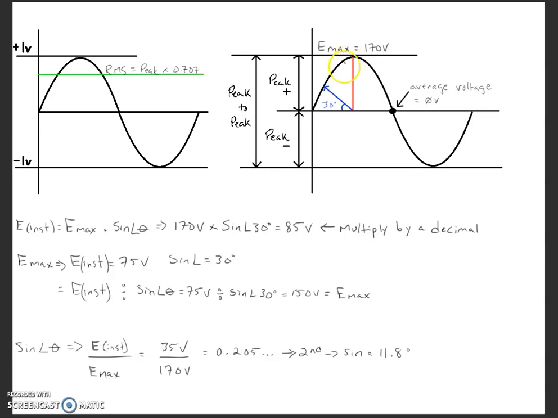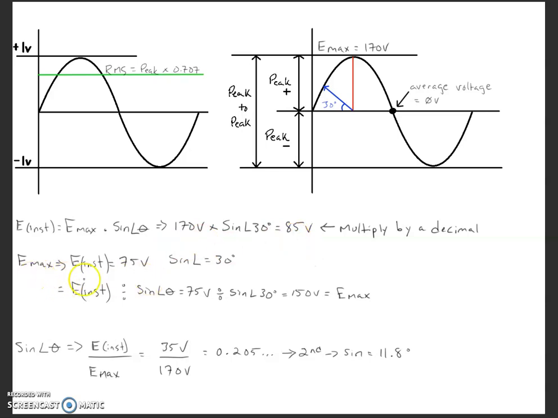Now, it stands to reason that at 30 degrees, 90 degrees, your instantaneous voltages are going to change right up to 90 degrees, where you're going to hit the peak. And then after that, the next 90 degrees are going to be exactly the same as the first half. So that's something to take into consideration there. Little food for thought.